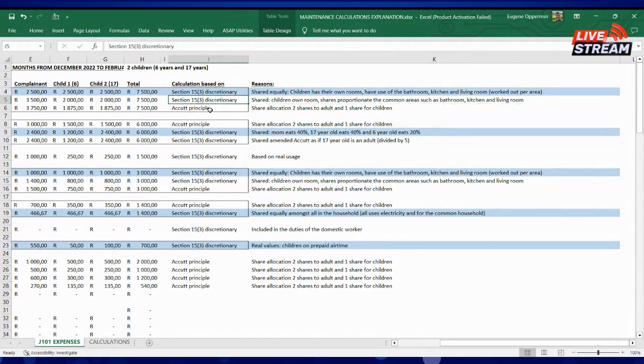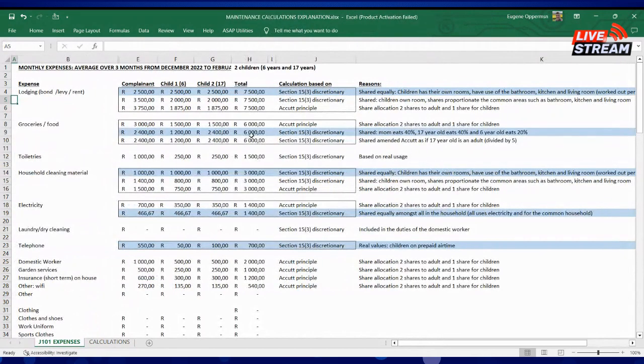Now we sit with the three scenarios. We sit with scenario one, where it's been shared equally, one which is shared much more meticulously, a little bit worked out, and that shows that there was some thought given to that. And then we use the acute principle. So let's analyze this and let's unpack this quickly.